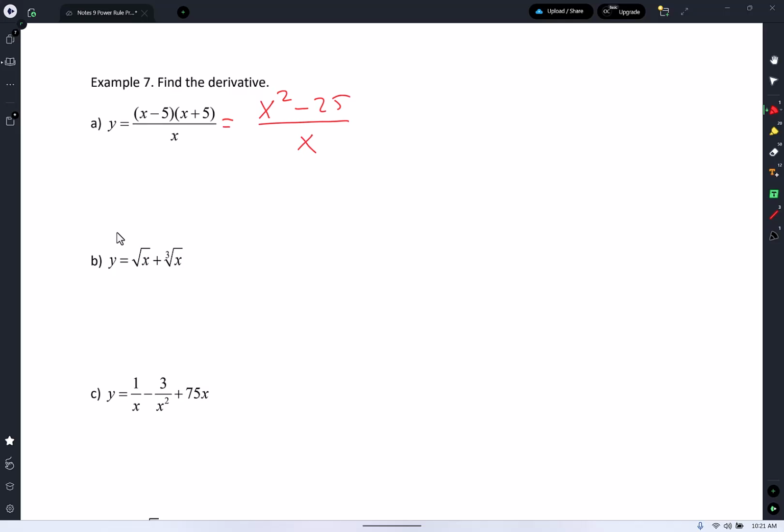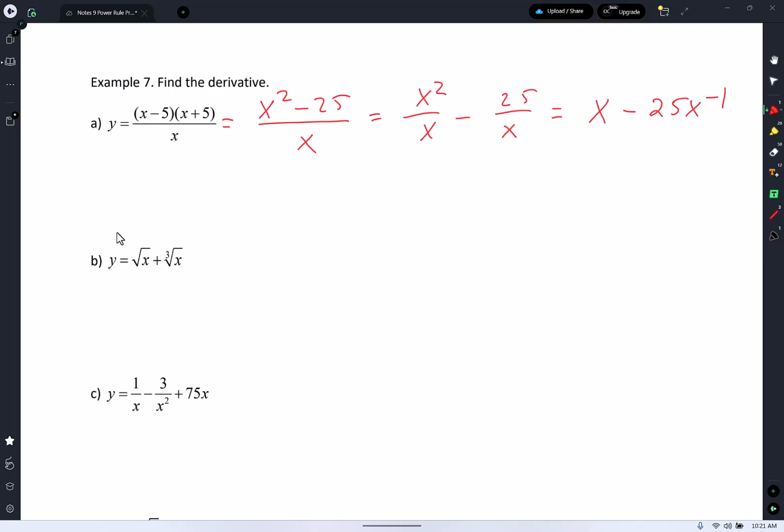You don't know the quotient rule. You're not going to do bottom times derivative of the top minus top times derivative of the bottom over bottom squared, unless you already did Khan Academy or something like that. All you're going to do is take each term and divide by that single term. X squared over x minus 25 over x. What is x squared over x in algebra? It's just going to be 1x. And I'm going to rewrite the 25 over x as 25x to the negative 1. That way I can utilize my power rule. Are we okay so far?